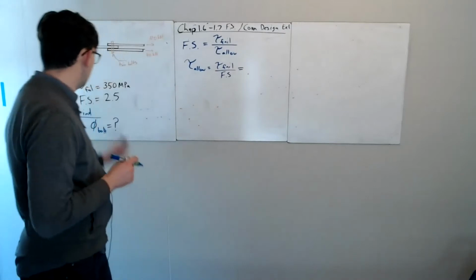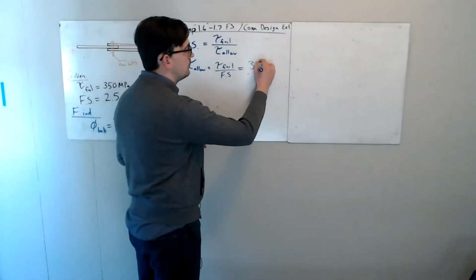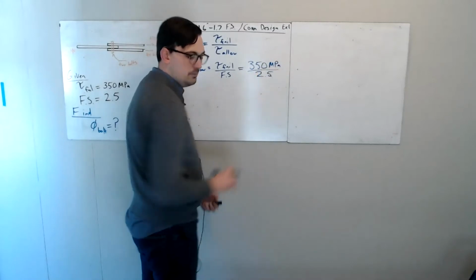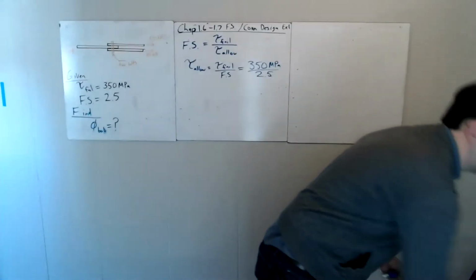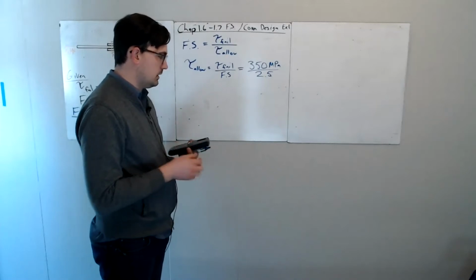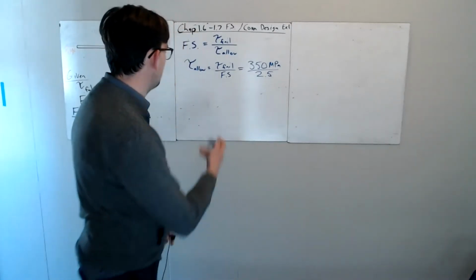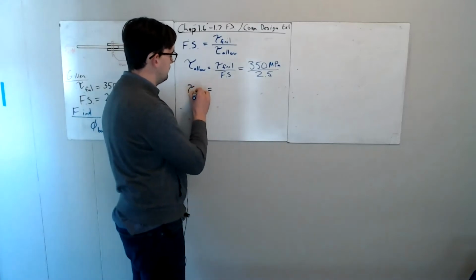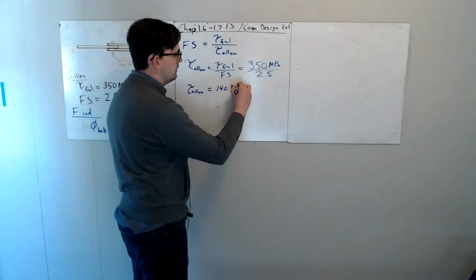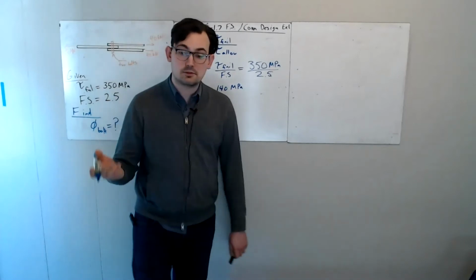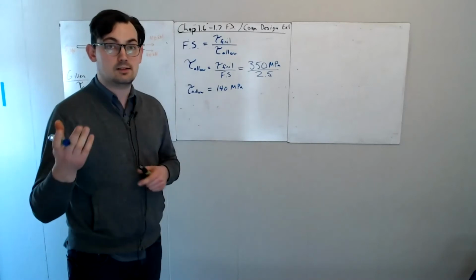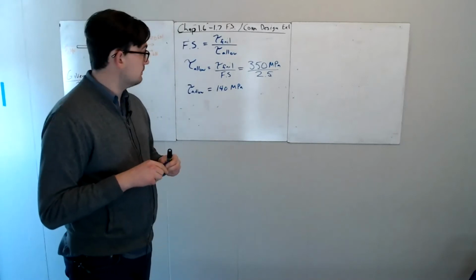Now, our failure stress is given over here. That's going to be 350 megapascals divided by our factor of safety, which is 2.5. If we do that division, 350 divided by 2.5 is going to give me our allowable stress of 140 megapascals. So now we have allowable stress. We still need to figure out what our force is going to be in one of those bolts to relate stress to force and find our area.